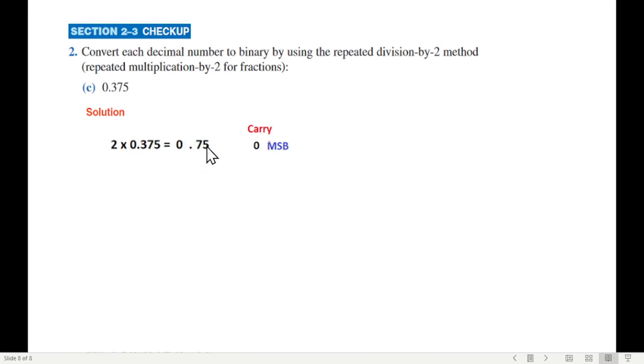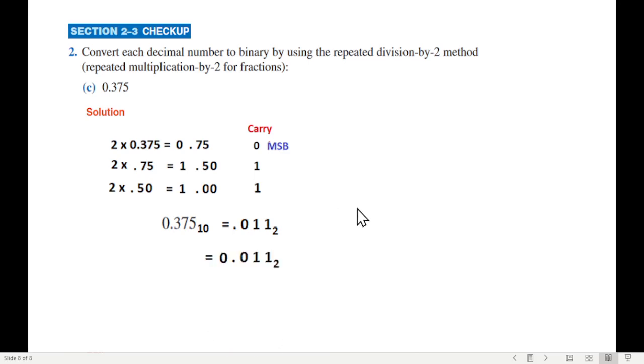Okay, now we copy 0.75, multiplied by 2, it becomes 1.5, so 1 is carry, so written down. 0.5 we bring to the left, multiplied by 2, it is 1.00, so 1 is our carry, and so that is the answer, 0.011 for 0.375. And this one also you can verify with the help of your calculator, as we did in the previous case. So I hope you have been able to follow this.